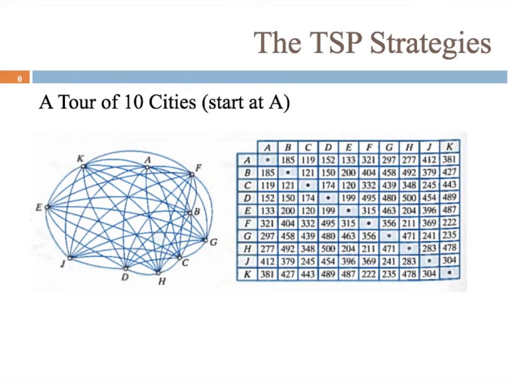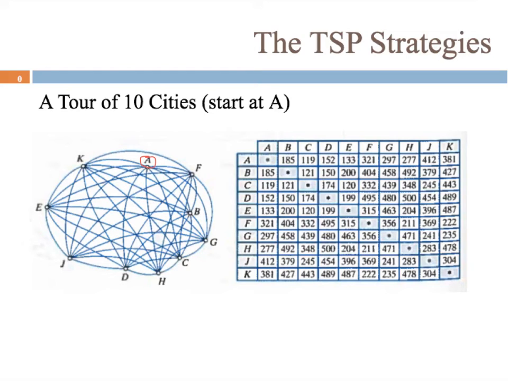Alright, here's another example. We've got a tour of 10 cities starting at A. This one's pretty crazy. I'm not going to attempt to put all the numbers on the graph. It's going to get really messy. So we can solve this one by doing the chart.